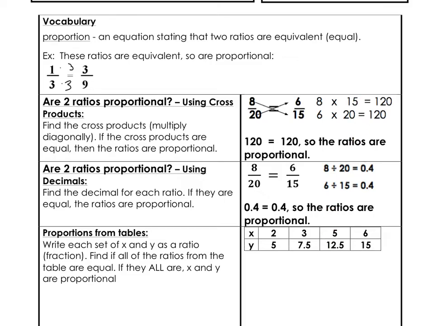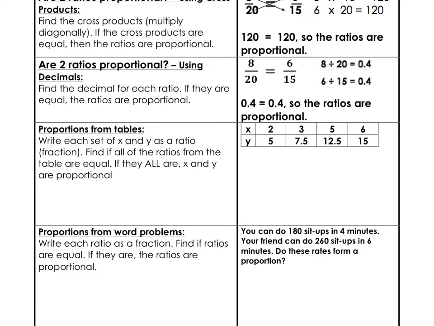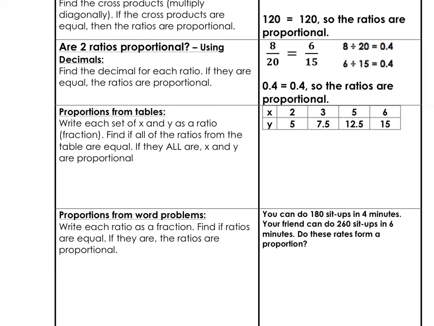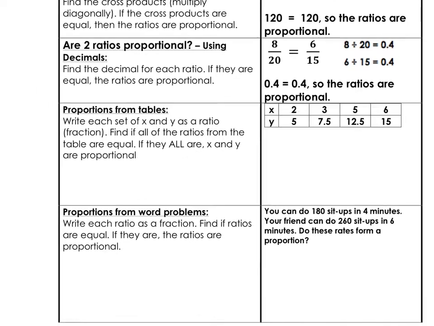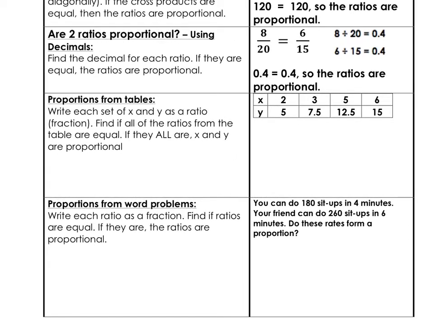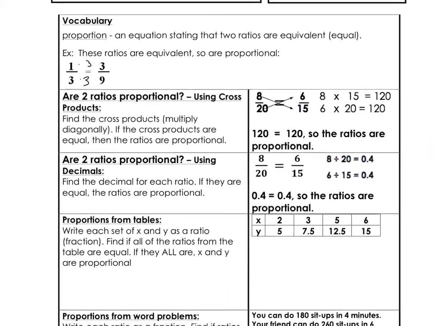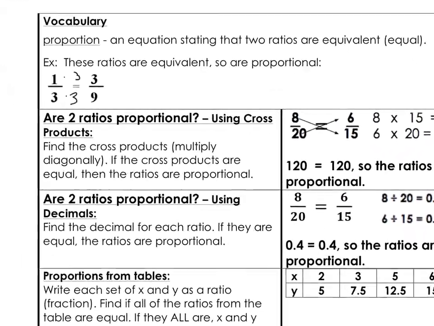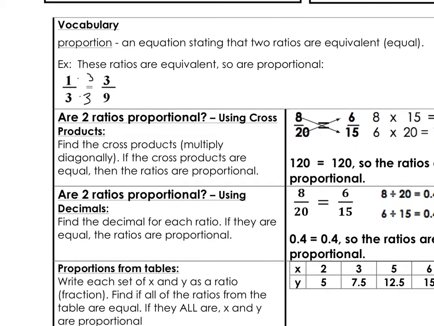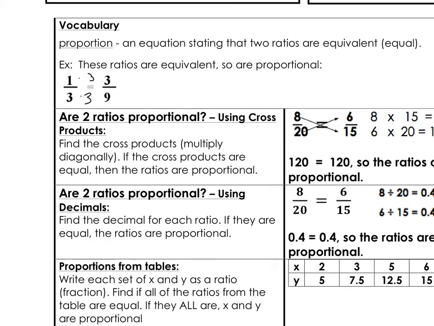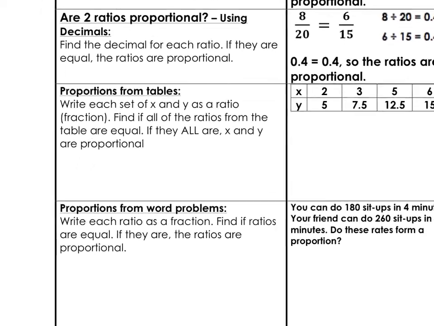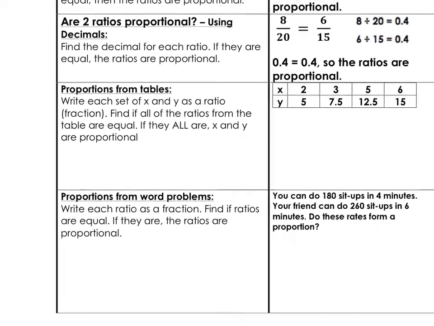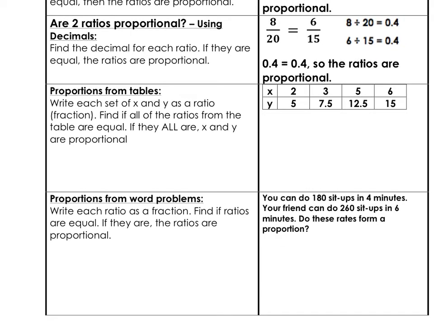Lastly, you can look at proportions from tables, and we're also going to do word problems because there are some word problems on your assignment, okay? Now these two ways are what we're going to be using. I'm really going to be focusing on cross products because it's the easiest way, but we're going to be figuring out if things are proportional from tables and word problems. I'm going to show you how to set that up, okay?